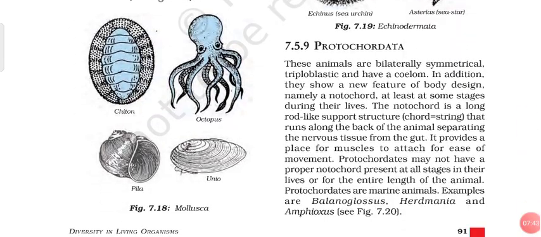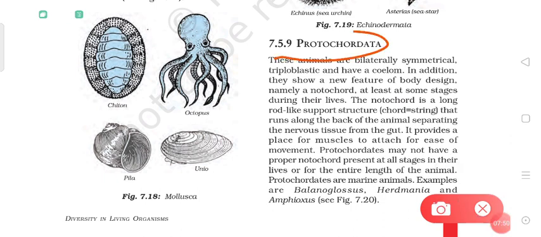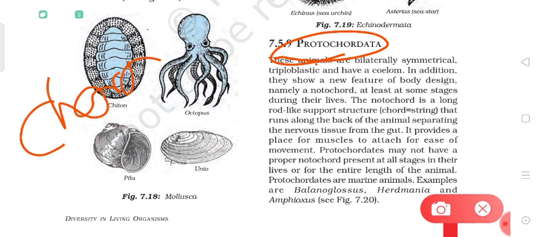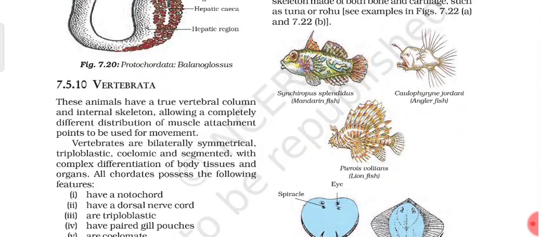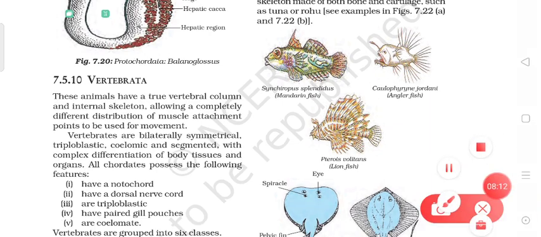Now let's come to a very important phylum, that is phylum Protochordata. Dear students, you should know there is a phylum known as Chordata. That Chordata is actually divided into two subphyla: one is the Protochordata and the other is Vertebrata.